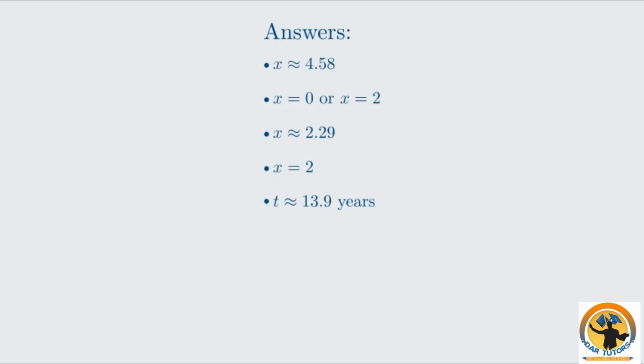Welcome back. Let's go through the answers. For question 1, x is approximately 4.58. For question 2, x equals 0 or x equals 2. For question 3, x is approximately 2.29. For question 4, x equals 2. And for question 5, it will take approximately 13.9 years.